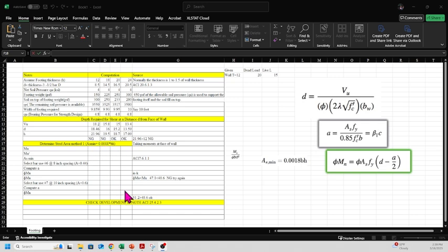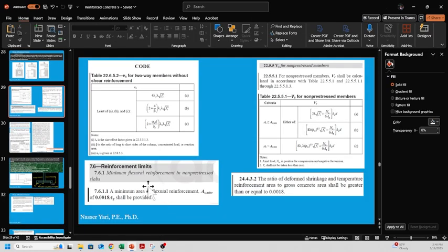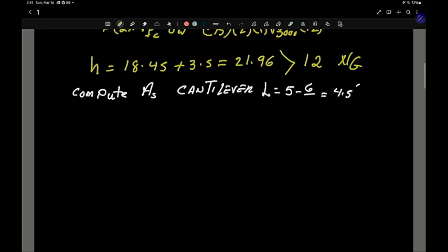Let me bring this PowerPoint up, see if I can find what I'm looking for. If you look at right here, ACI 7.6 and 24, it says use 0.0018 times the gross cross-sectional area to calculate the steel area, As minimum. So let's go back to the writing. First thing we're going to go ahead and do, calculate the Mu.